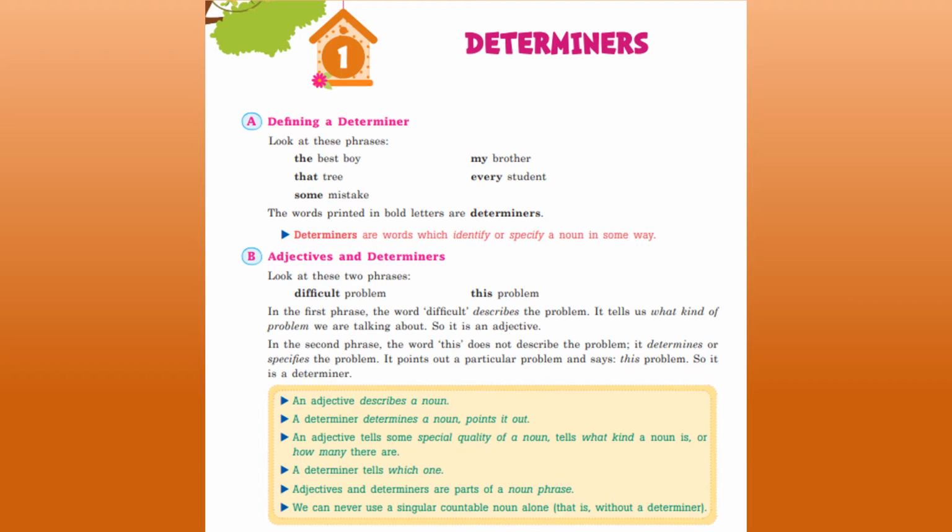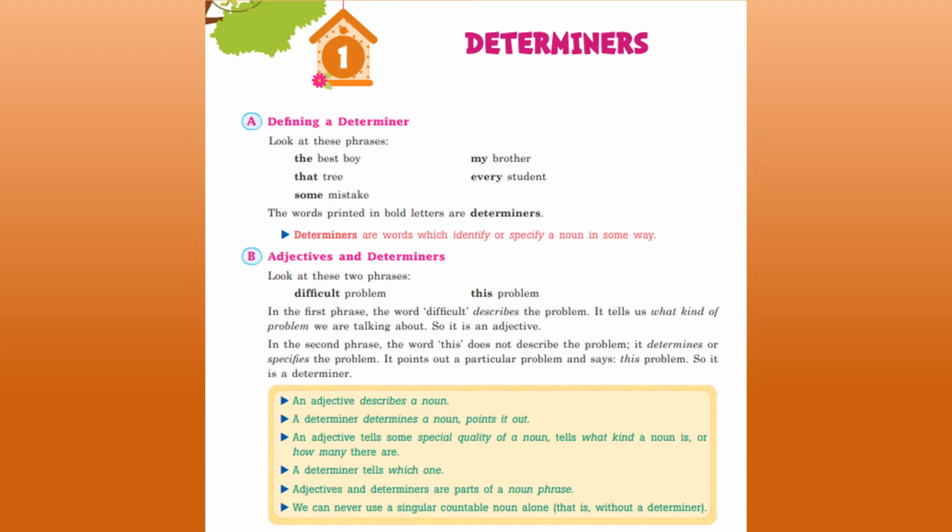Children, let's see the difference between an adjective and a determiner. Look at these two phrases. Difficult problem, this problem. One is difficult, written in bold, and another one is this, which is written in bold. In the first phrase, the word difficult describes the problem, means what kind of problem is this? This is difficult. It tells us what kind of problem we are talking about. So it is an adjective.